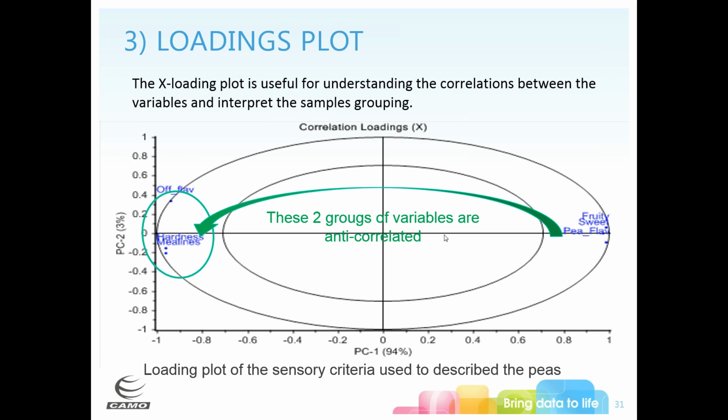Your X loading plot is useful for understanding the correlations between variables and interpreting the sample groupings. When you see variables that are very close together, that means they are highly correlated, so they tend to change in the same way. When they're directly across from each other, they tend to be anti-correlated. So as something becomes more sweet and more fruity, it tends to be less hard and less mealy.